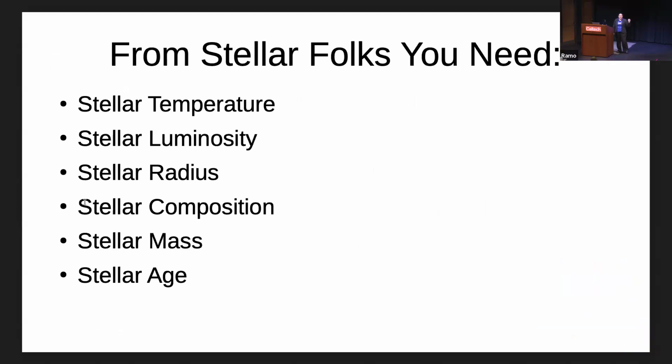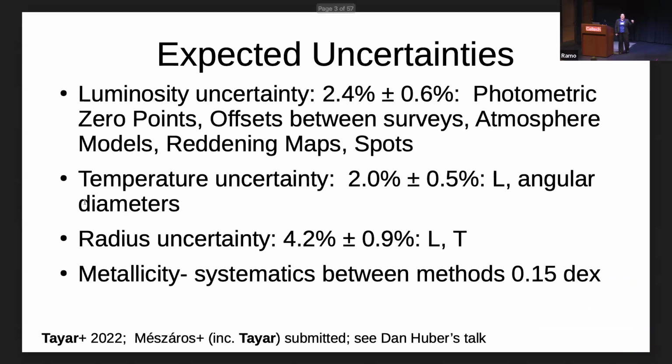You need things like a temperature, you need a luminosity, you need a radius, you need a composition, you need a mass, and you need an age for that star. And as Dan and some of the earlier talks have already told you, we have uncertainties on the stellar side that we need to make you all aware of, because your careful work is getting to the point where the stellar uncertainties start to matter. It's not those planet uncertainties that are dominating your error budget, it's often the stellar uncertainties.